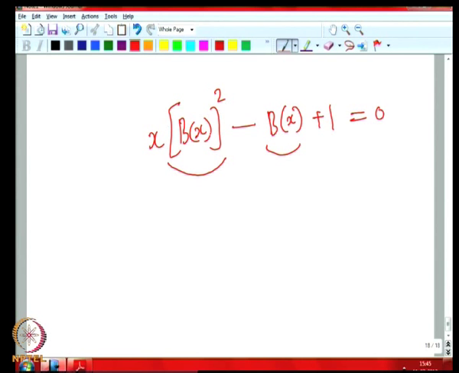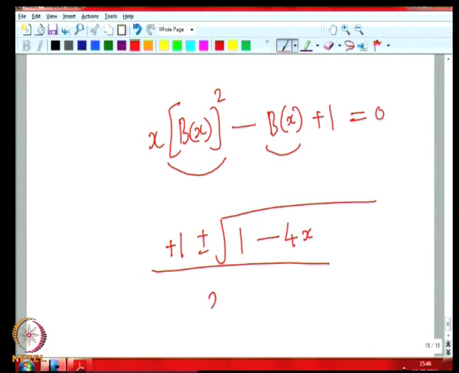So this is b of x square and b of x here and this thing. So we will use minus b, that is plus 1 here, minus 1 will become plus 1 here, plus or minus square root of b square minus 4ac, that is 1 minus 4x, divided by 2x. This is a. This will be the answer for b of x. b of x can be either this or this.